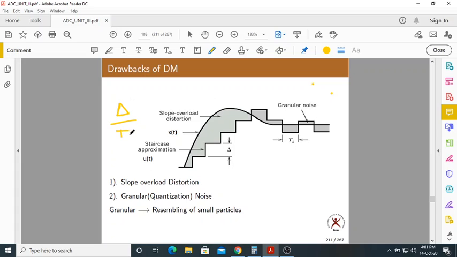So how to increase the slope of the staircase? By increasing delta, isn't it? So that's why, to overcome this slope overload distortion, we increase delta. We cannot change the Ts. It is related to the sampling period.